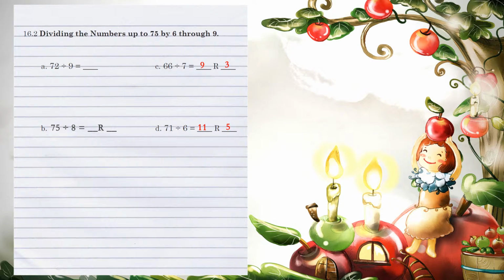Unit 16.2. Dividing the numbers up to 75 by 6 through 9. Example A. 72 divided by 9. We should know, based off our multiplication facts, that 8 times 9 equals 72.